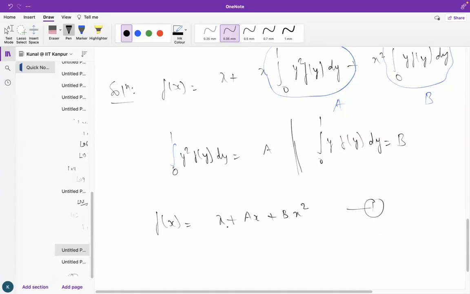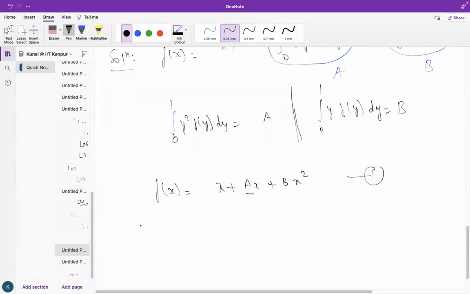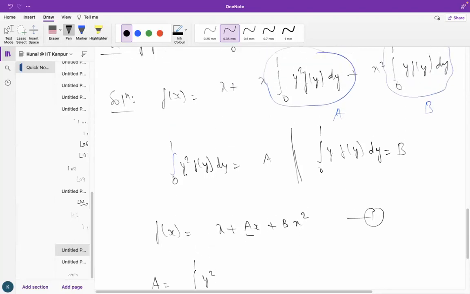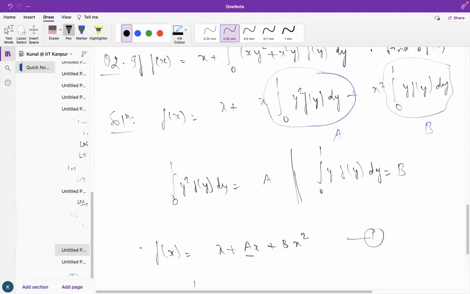Okay, so now let me write the a here and try to find out the value of a. Our a will be the integral from 0 to 1 of y square, and now what's the value of f of y? Do you know? We know that f of x is this.